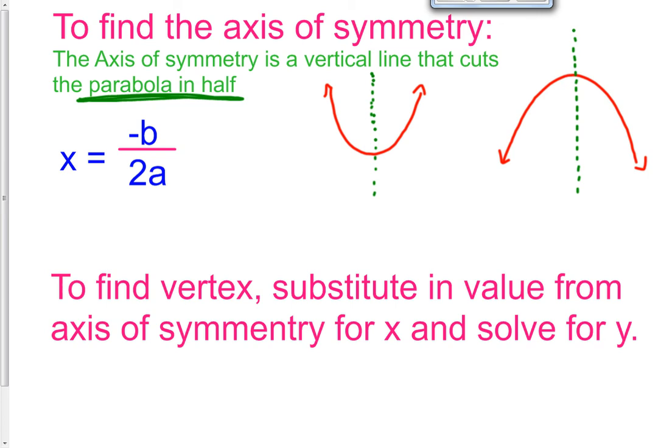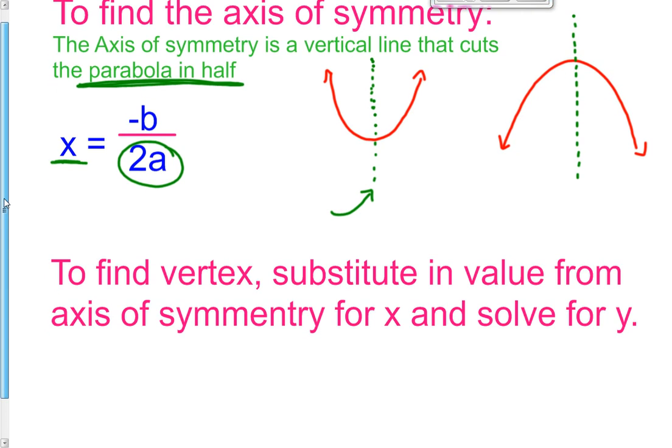That's what symmetrical means, and all of our parabolas are symmetrical. To find this line right here, it's a vertical line, which means it's an x equals line. You take your b value and take the opposite sign of it, so it's a negative b over 2 times whatever your a value is. So we're going to practice that 2 times today. In the numerator is a negative b, and the denominator is 2 times the a value.